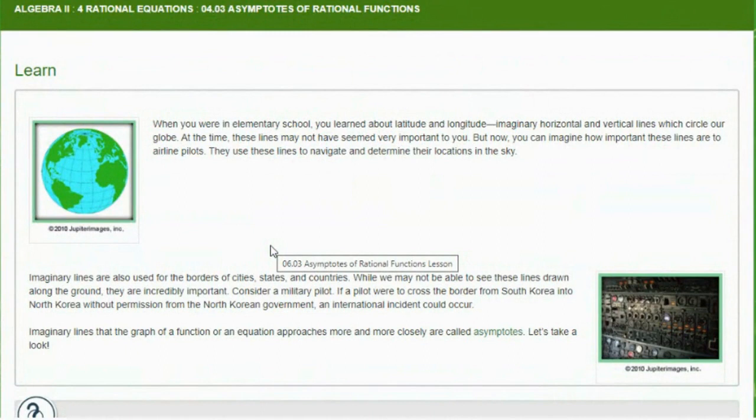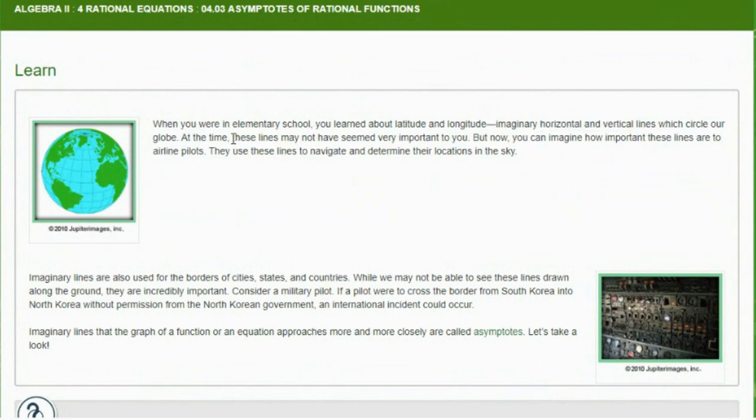All right. So when you were in elementary school, you learned about latitude and longitude. Probably don't remember much about that now, but you did. Those are imaginary lines, horizontal and vertical, that circle our globe. When you see a globe, you see those lines. It's not actually on the planet. We don't see those lines when we get in an airplane and look down at the ground. But there are those imaginary lines that we use.